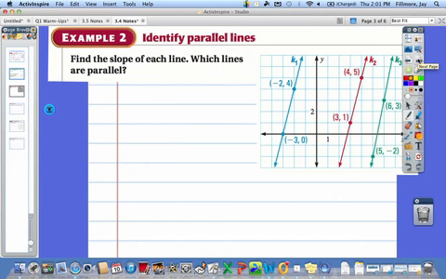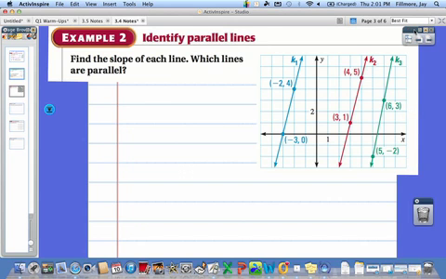So we're going to find the slope of each line and see which one is parallel. These are lines k sub 1, k sub 2, and k sub 3. And if we count the rise over the run in k sub 1, we're moving up 1, 2, 3, 4. So our rise is 4. And moving to the right 1, so our run is 1. So our slope is 4 over 1, or just 4.